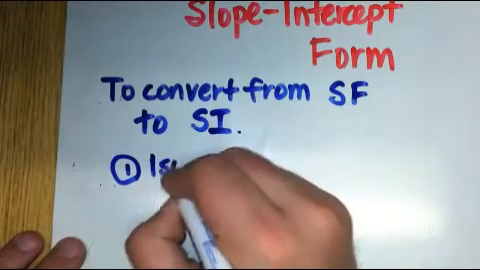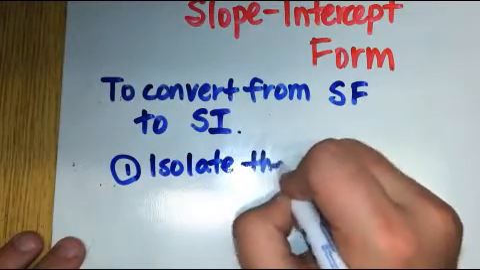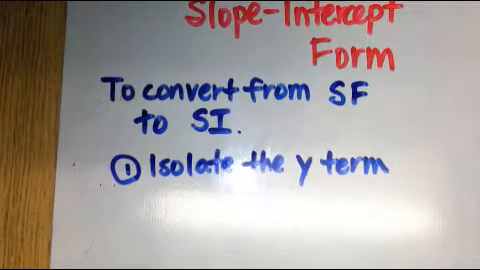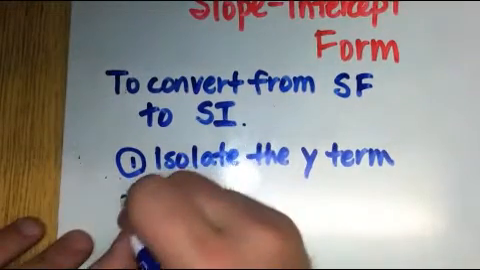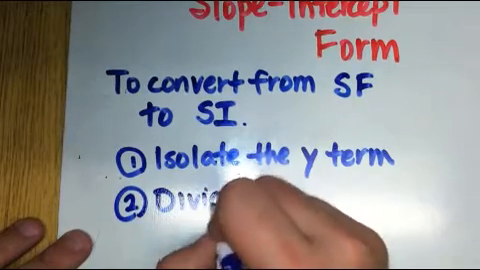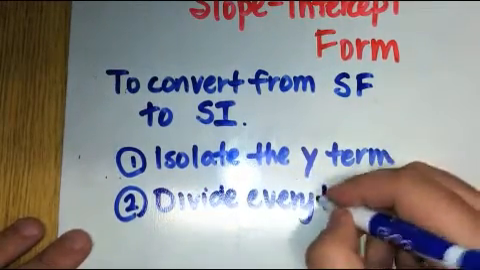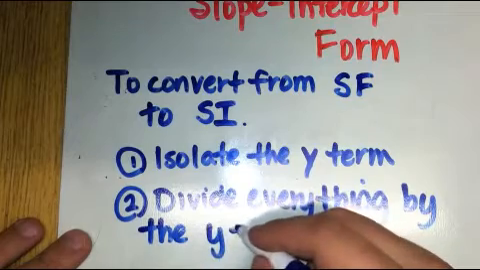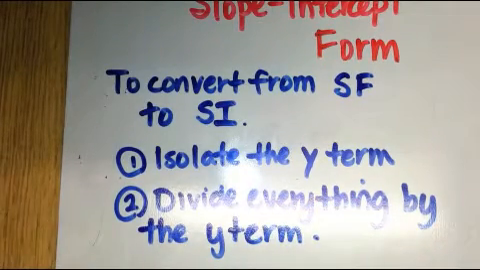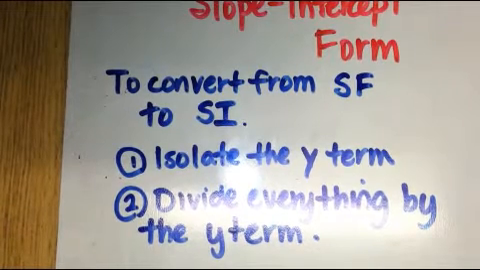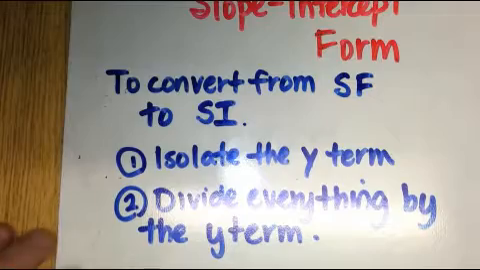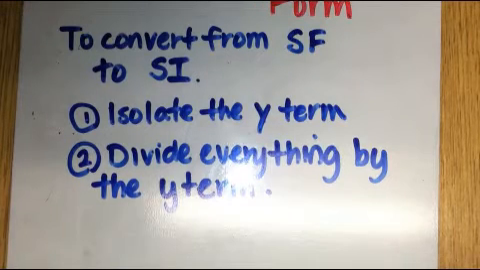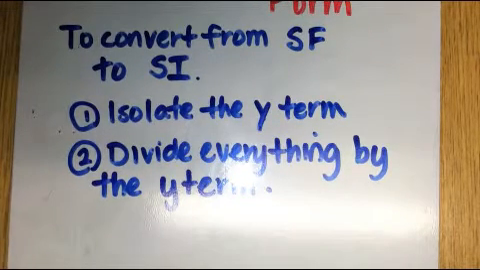One step being we want to isolate the y term. Remember that number, that by, that y, we want to get that completely alone by itself. Okay? And then two, we want to divide everything by the y term. Okay, so essentially, we are getting the y by itself. Because once y is by itself, then we can go ahead and graph using slope and intercepts, the y-intercept that is. Okay? So two steps. Isolate the y term and divide everything by that y term. Therefore, y is by itself. Okay? So let me show you an example.